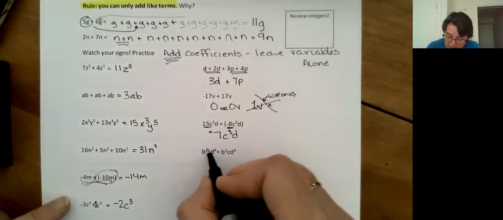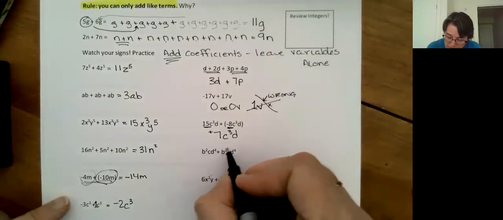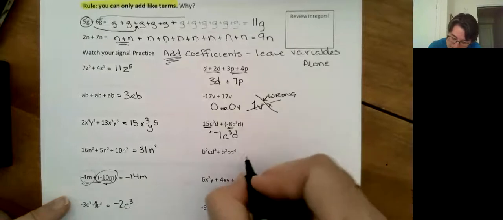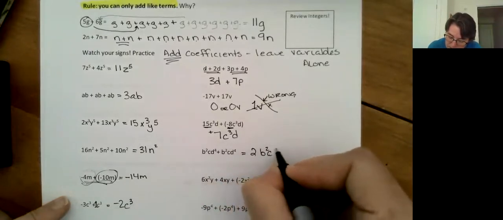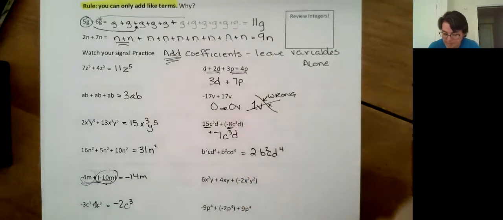All right, b2c-d4. b2c-d4. It's as simple as there's 2 of them. b2c-d to the 4th power.